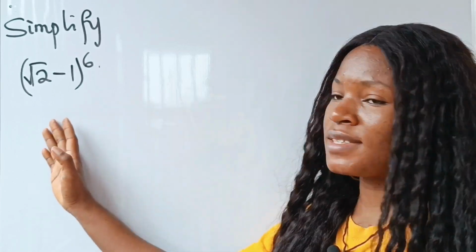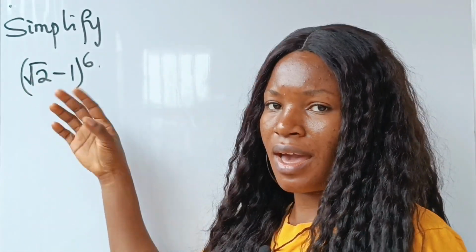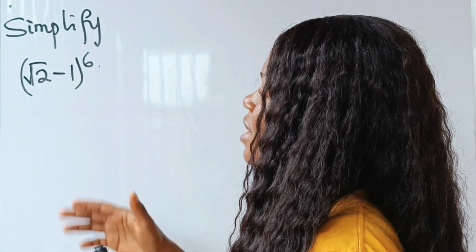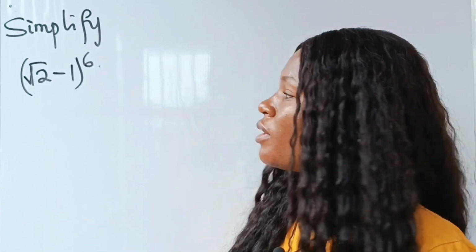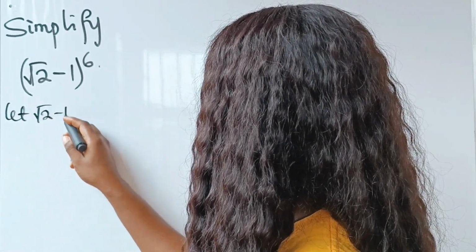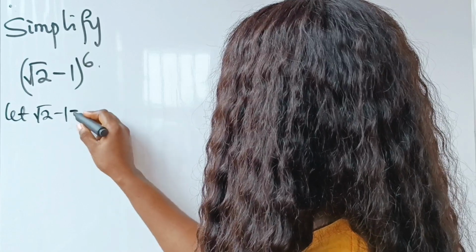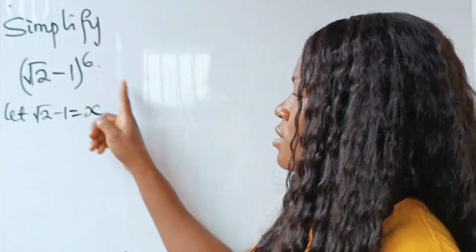This is how to solve this type of question. You first of all call whatever you have here x or anything. Anytime you see this type of question, kindly follow these simple steps I'm going to show you now. So we are going to say let square root of 2 minus 1 be equal to x.